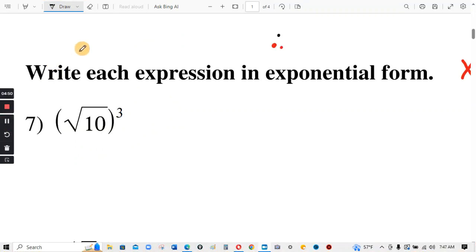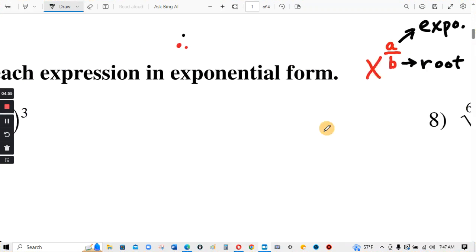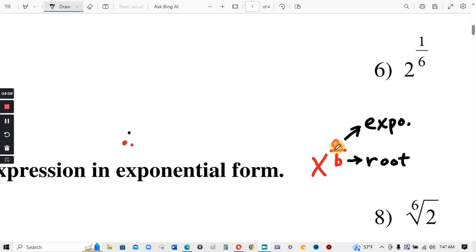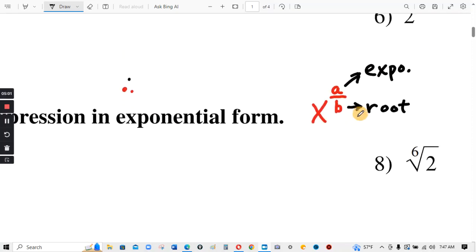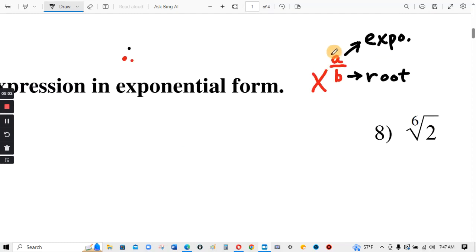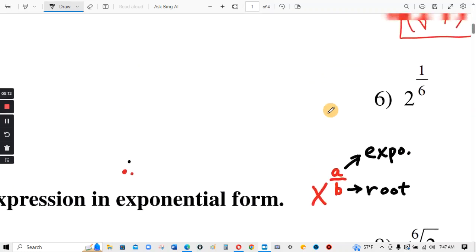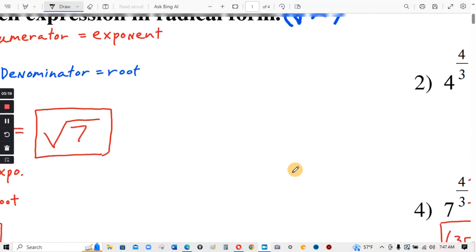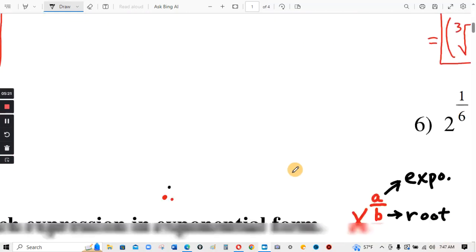All right, next section, write each expression in exponential form. So what does that mean? All right, so basically it's the same as the above, except we're working backwards. So it's going to be in the form of x to the power of a over b, where a, the numerator, is the exponent and b is the root. We're going the other way to exponential form. In the first case, it was radical form, and now it's exponential.